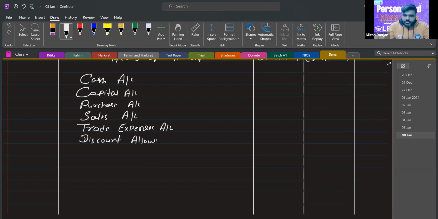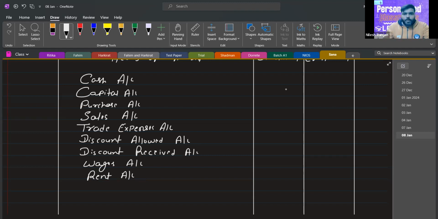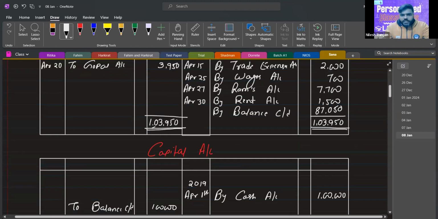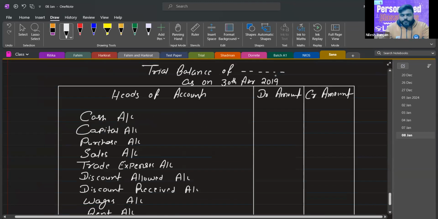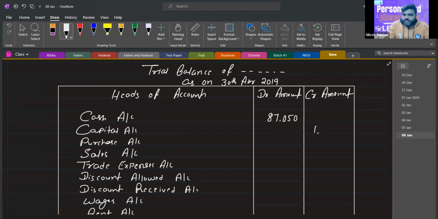Then the discount allowed account, then the discount received account, then wages and rent account. The balance of cash is 87,050. Capital balance is 1 lakh.